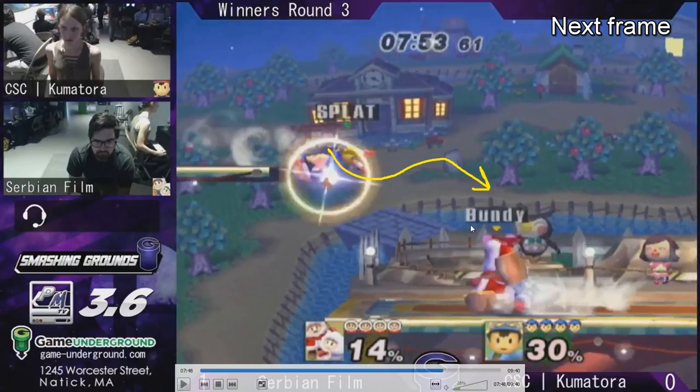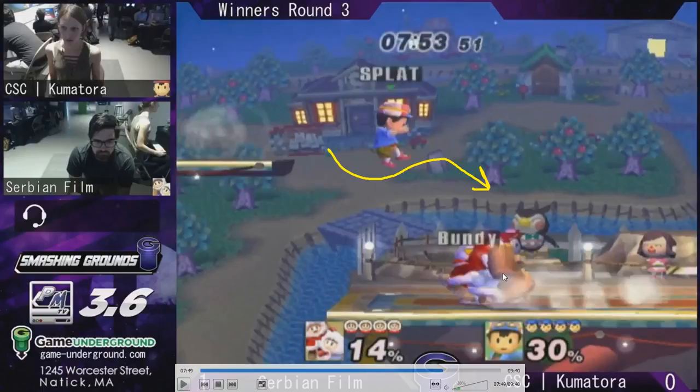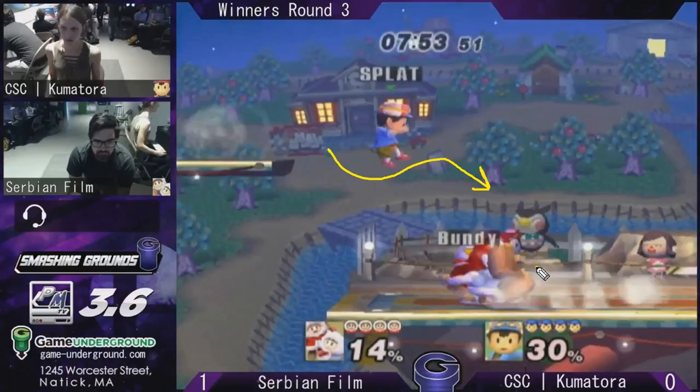So what we're going to see is she's going to go forward, but you see that the Ice Climbers are going to move. Serbian Film is going to move here. So now this diagonal approach, right, has now changed and is now a vertical approach for the most part.